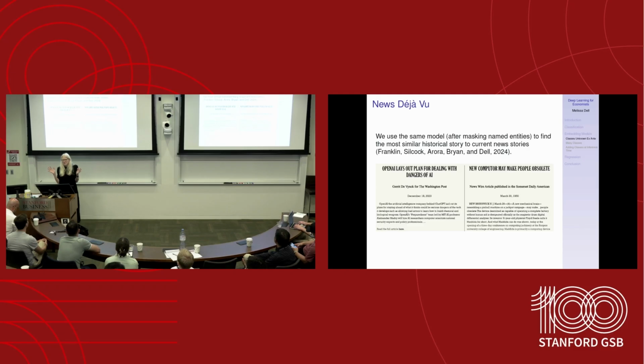Okay, a final version of this, which was essentially just for fun, is we took that model and we masked out named entities, which are essentially proper nouns, like locations, organizations, individuals. And then we say, okay, for a modern news article, what's the closest historical article? You see an example here. Mostly this just provided us with entertainment.